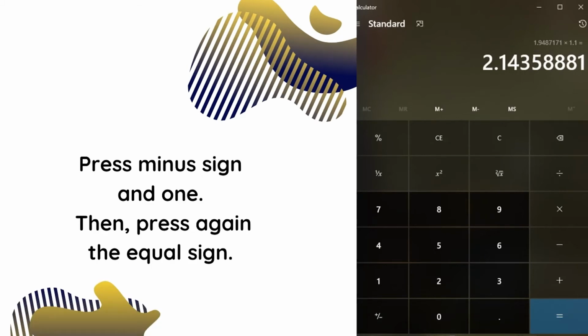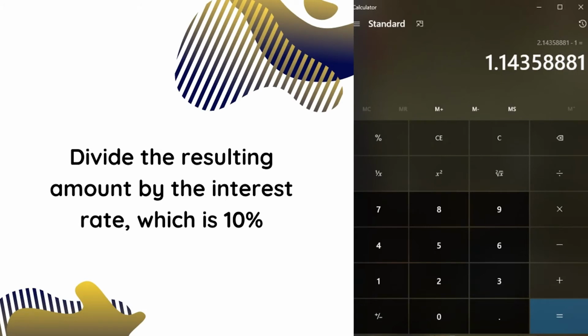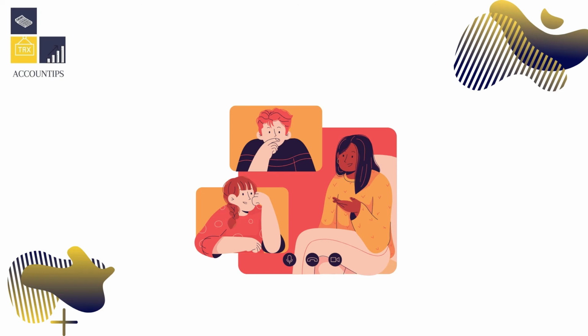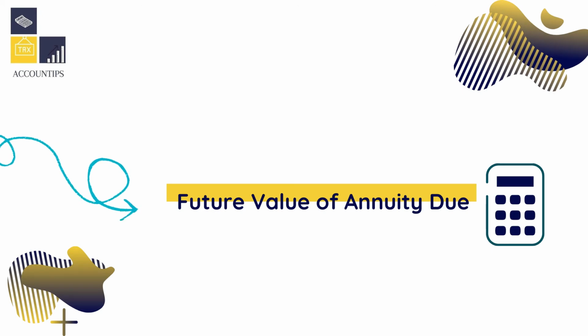After which, we will press the minus sign and then 1 and then press the equal sign. Lastly, we will divide the resulting amount by the interest rate, which is in this case 10%. We will now come up with a future value of ordinary annuity factor, which is equal to 11.43588881.